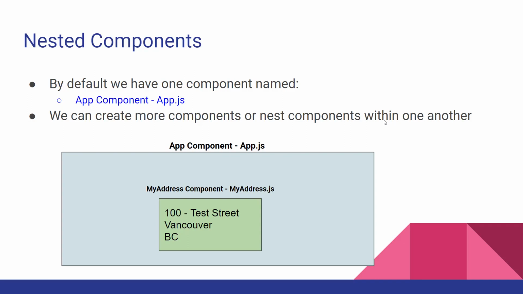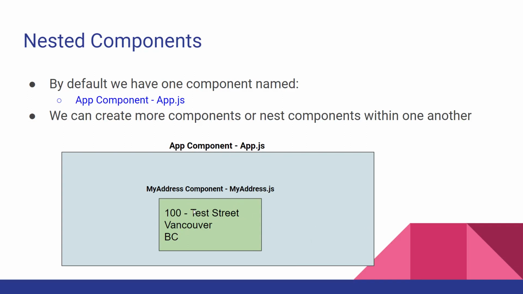If you see the screenshot which I have just created for you, here is the App component, which is normally represented within the app.js. And here we are nesting one more component called the MyAddress component. MyAddress would normally be represented by a myaddress.js file. We'll see how we can create that and nest it. This component represents some details for my address. So we can have one component, or multiple components within the same.